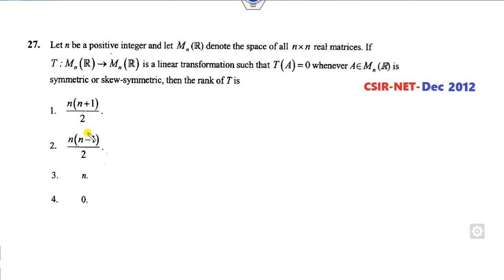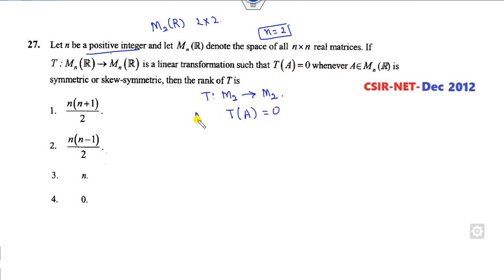Okay, look at this another one. n is a positive integer, M is n cross n, so I can simply take n as 2. So this is a 2 cross 2 matrix, such that T of A is 0. So T is a linear transformation, and the collection of all those is M of 2.